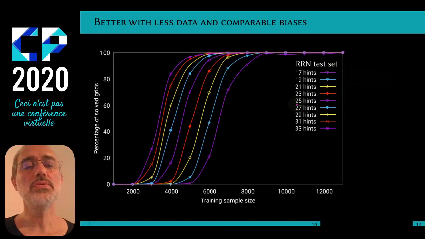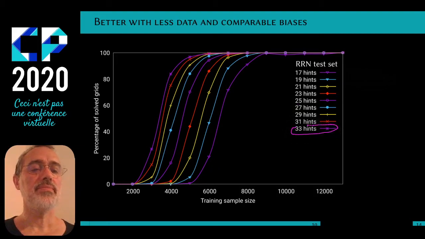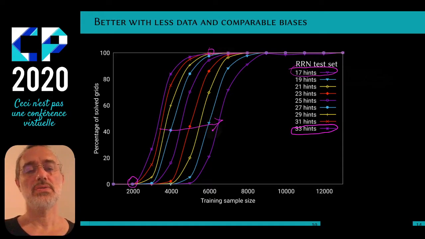So how well do we do on the RRN test set? On the simplest problems, with 33 pre-assigned cells, we see that we start to produce correct solutions around 2,000 training samples, and around, let's say, 6,000 samples, we solve them almost exactly. And if you look instead at the hardest problems, everything is essentially shifted to the right. So we start to solve them around 5,000 samples, and we almost solve all of them correctly at 9,000 samples.